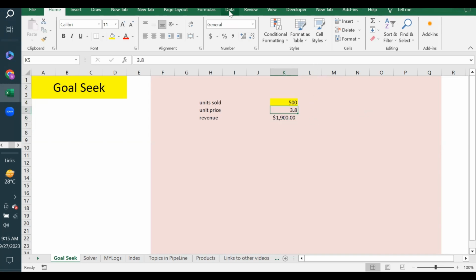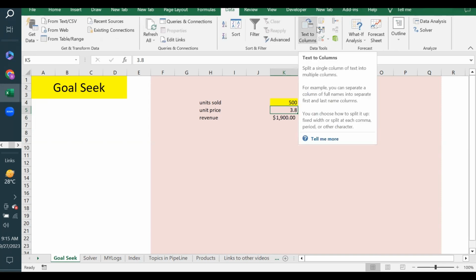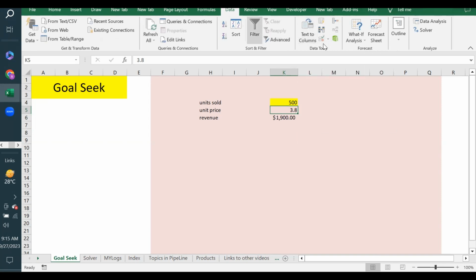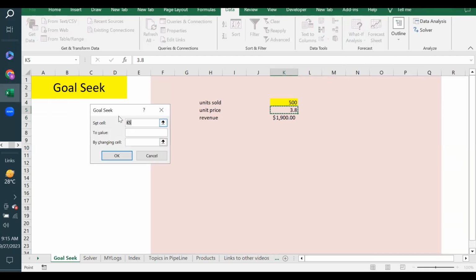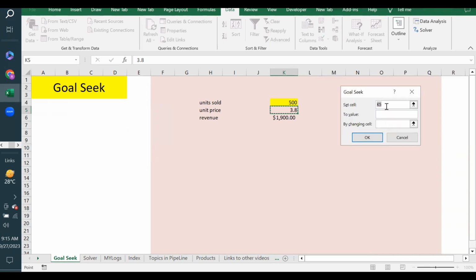You go to Data, and in the What-If Analysis, here lies the Goal Seek. In Goal Seek, you specify three things. First is the cell where you have the formula, and you want this to become 3,000, by changing this cell.